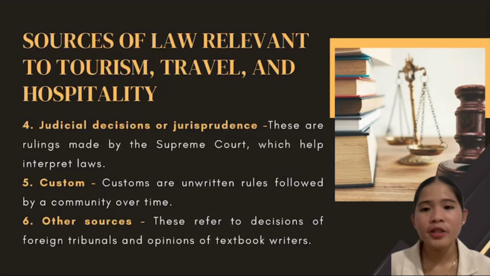And the fourth source is the judicial decisions or jurisprudence. These refer to the decisions of the Supreme Court in interpreting the laws or the Constitution. Fifth is the custom. It is a rule of conduct which in a given place and among given groups of people has been followed for an appreciable time. Sixth and last but not the least is the other sources. These refer to the decisions of foreign tribunals and opinions of textbook writers.